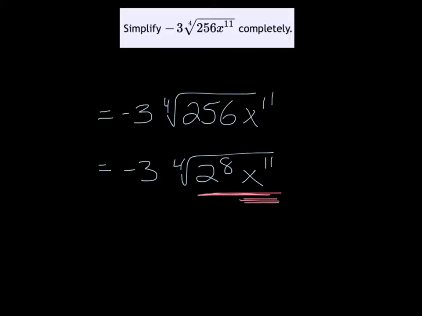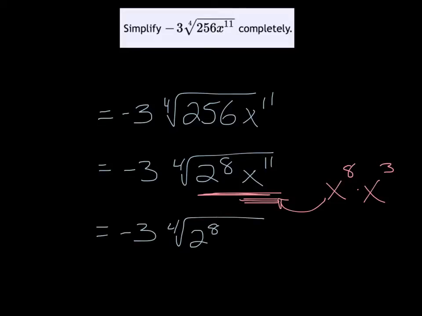So what we're going to do is rewrite x to the 11th as two factors that equal x to the 11th, but one that has the highest multiple of 4, something that can be divided by 4. That's what I mean by multiple. So I'm going to rewrite x to the 11th as x to the 8th times x to the 3rd. Okay, so rewriting this expression, we'll get negative 3 fourth root 2 to the 8th times x to the 8th times x to the 3rd.